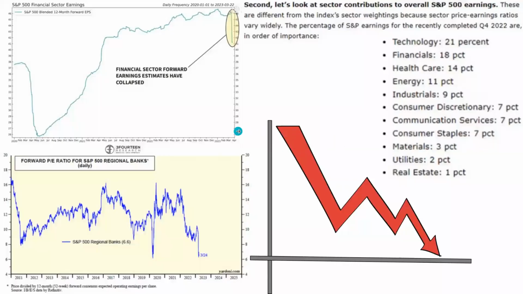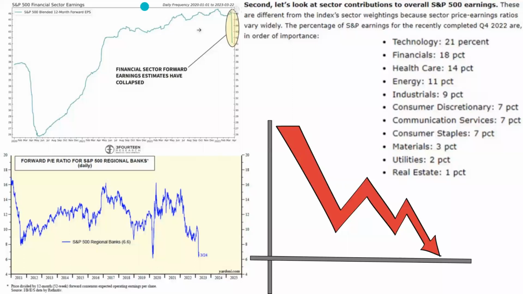Now, what are some of the fundamentals that could drive some of this? Well, let's look at the S&P 500's sector contributions to overall S&P 500 earnings. You can see here that, believe it or not, the financial sector is actually the second highest weighting at 18% of the S&P 500's total earnings.